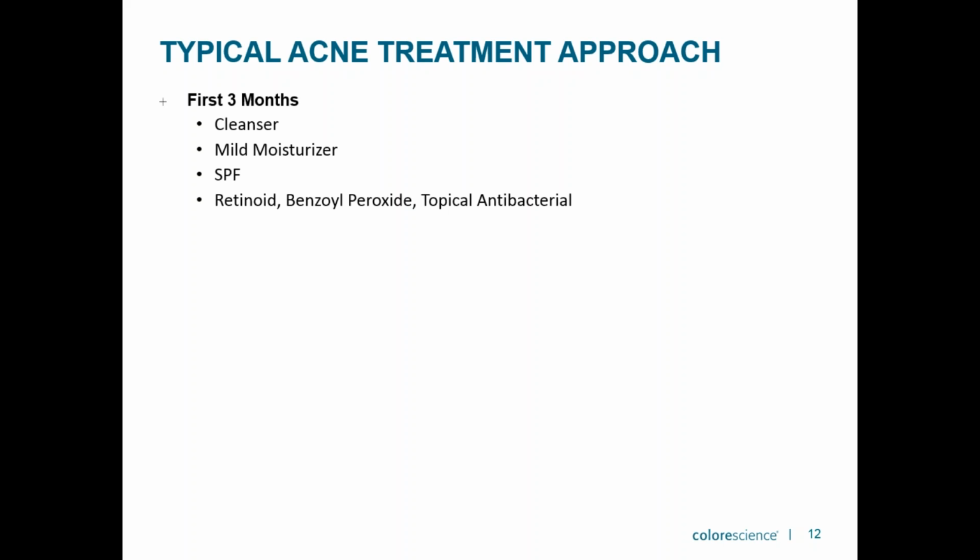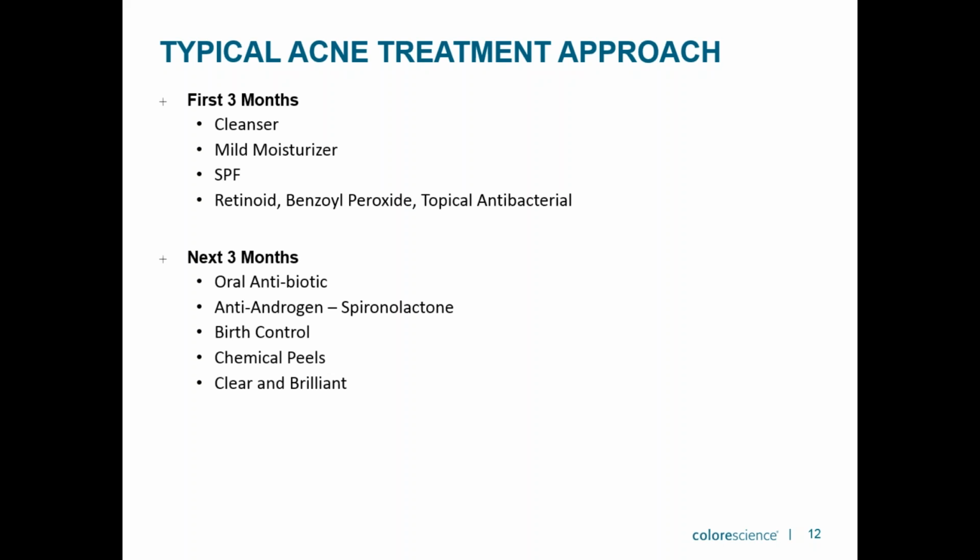So once they do get into the physician's office, they can't take it anymore, they can't figure it out, they've tried everything that they can get their hands on. This is how the doctor's mentality usually approaches this when they start to see the acne. So whether it's teen or adult, this is where they're going to go. So first 3 months, they're going to start with these types of things. Next 3 months, if they're still not seeing results, they're going to head into maybe something oral, whether it's an antibiotic or an anti-androgen, which works on the hormones. If they're a female, they might try birth control, some peels. A Clear and Brilliant is a very light laser that is a light Fraxel laser, and they might try that type of laser in the office.